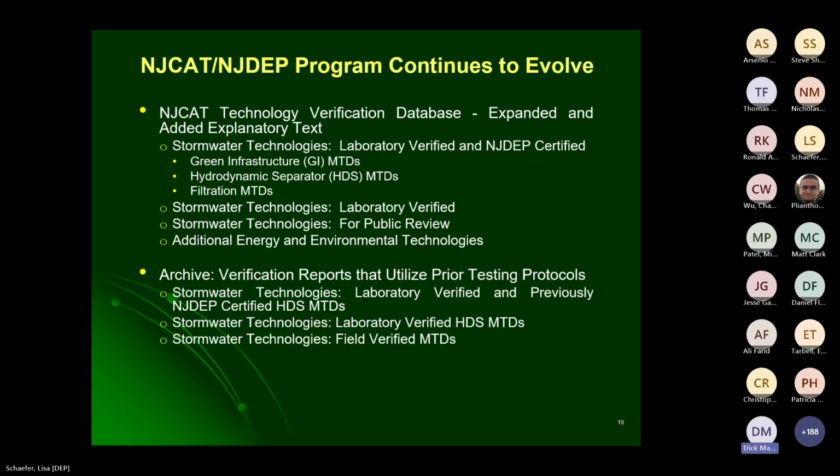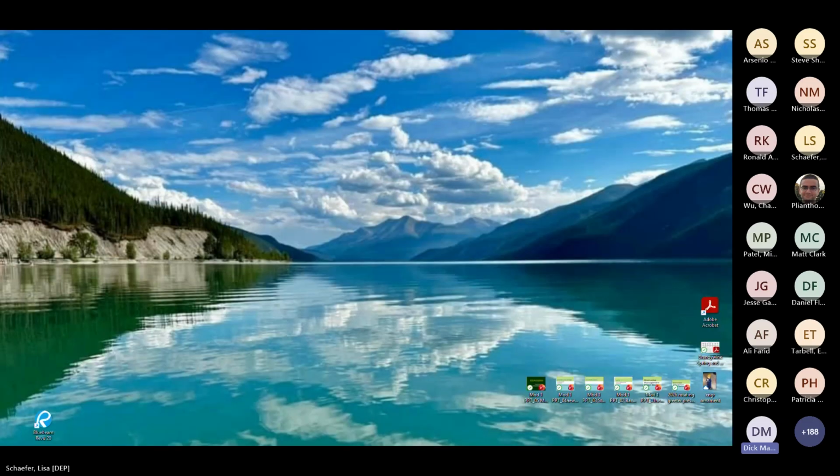All right, so the program continues to evolve. If you go to our webpage, we've expanded and added explanatory text, and you'll see under laboratory verified and NJDEP certified the three different categories. You can then link those categories to the DEP page. We have some that are laboratory verified, and I've told you why the most are public. A couple are out for public review.